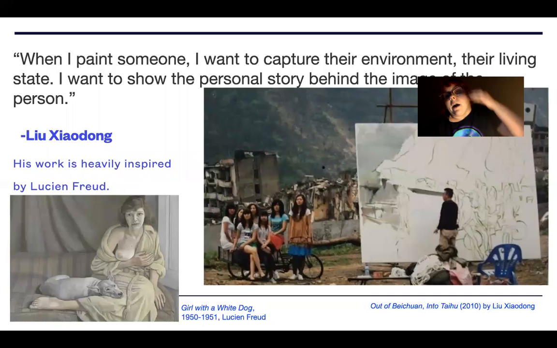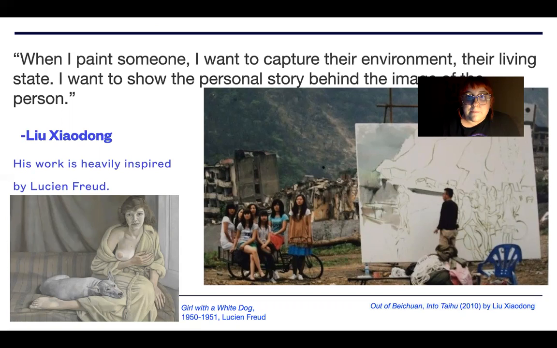These ladies here are placed right in front of an earthquake collapse of a city. This was in Beichuan, and this project is called Into Taihu; there are some other paintings as well, I just didn't include them. This city behind them is basically a ghost town, so devastated at this point that nobody can really rebuild it to what it was.